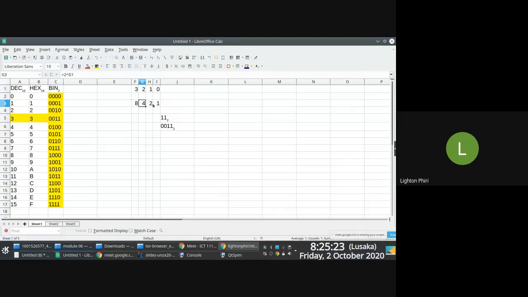You understand? 8 plus 4 is 12. 12 plus 2 is 14. 14 plus 1 is 15. Meaning that for me to get 15, all of these placeholders must be 1s: 1, 1, 1, 1. Now look at this. If I want to get 7, I just have to add 6 and 1. Using this small table, I need a 1 here, a 1 here, and a 1 here. Which is why 7 here is 0, 1, 1, 1.